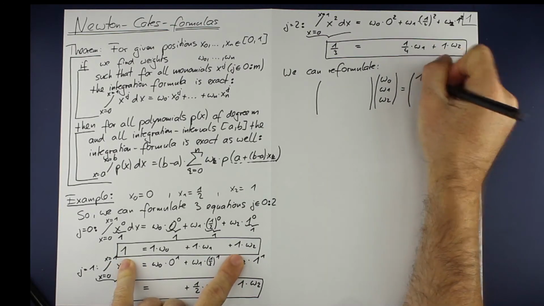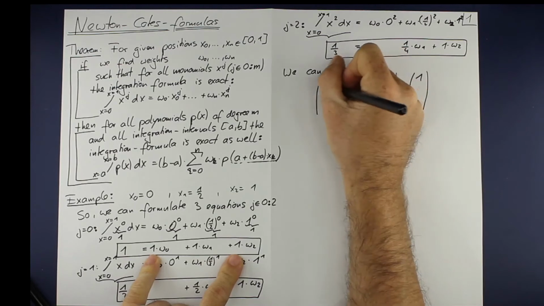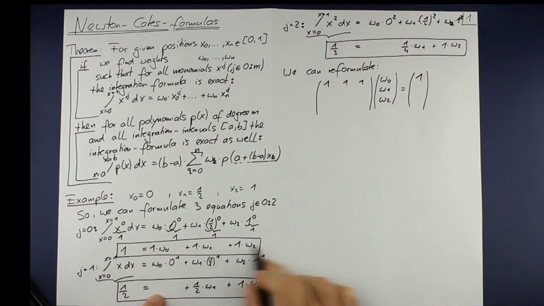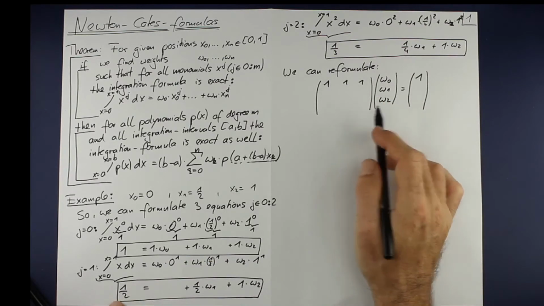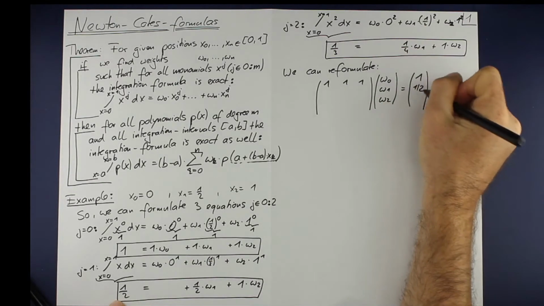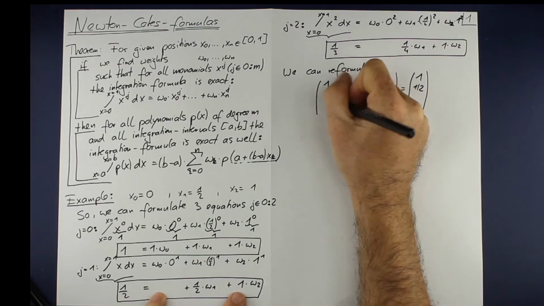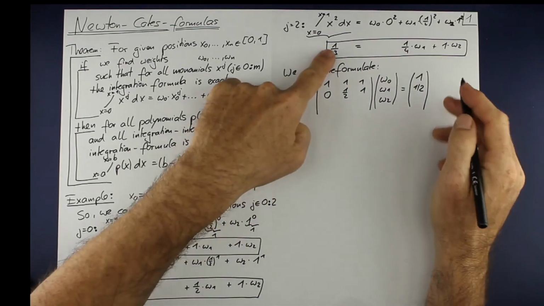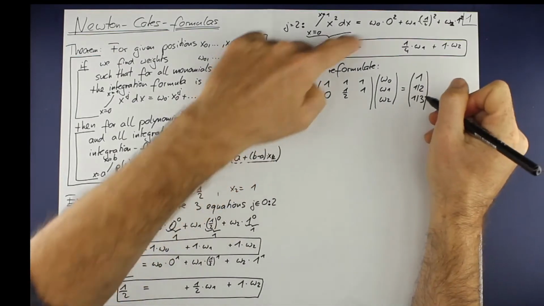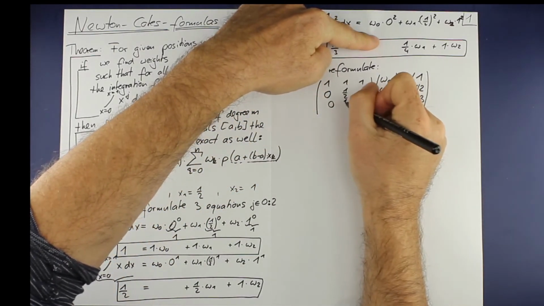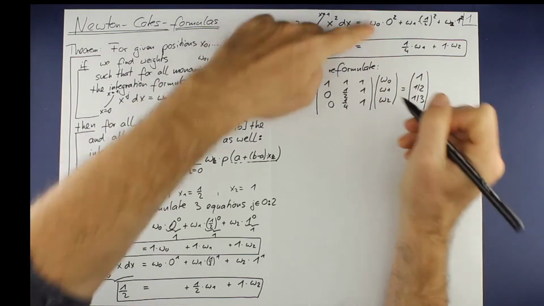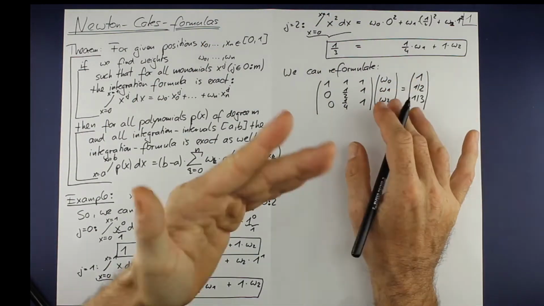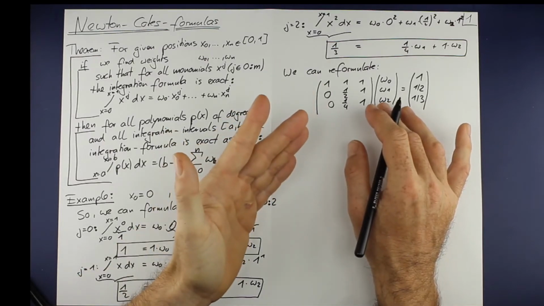1 is equal to 1, 1, 1. This multiplied by that is that. So this is our first equation. The second equation, a half. And here we have 0, a half, and 1. And third equation, a third, 0, a quarter, and 1. Okay, we have this linear system, and now you can solve that system.